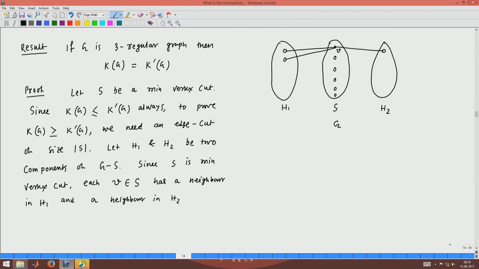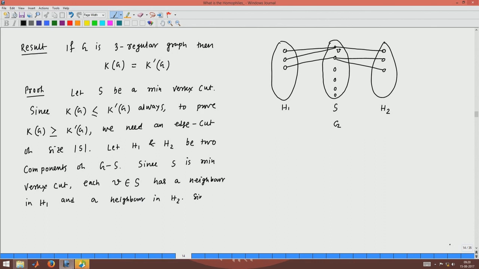So, these are the possibilities. The other possibility is that one vertex V here has two neighbors in H2 and one neighbor in H1. Okay. What we want to say is that all the three neighbors of V can't be in one component, can't be in H1, otherwise V should not be in S. And since S is a minimum vertex cut, that is why each vertex has a neighbor in H1 and a neighbor in H2. So, all the three neighbors can't be in one component. In that case, the vertex V need not be in the vertex cut. I hope that you understood this.